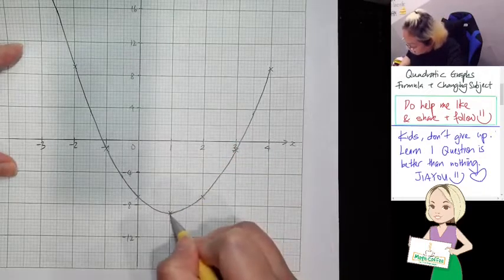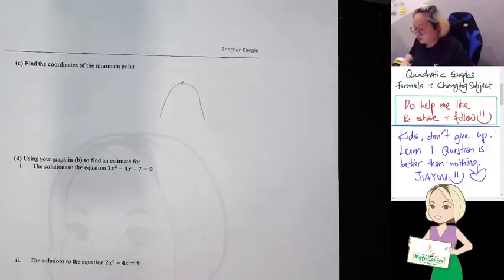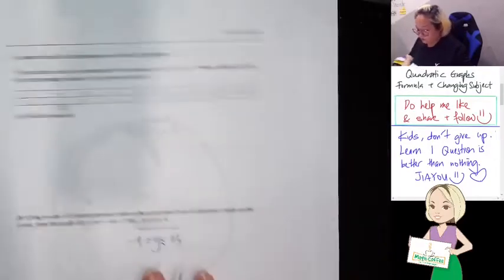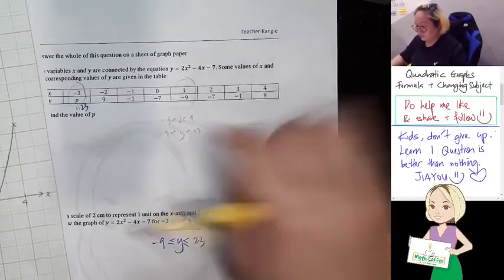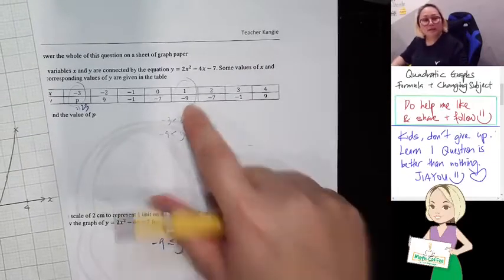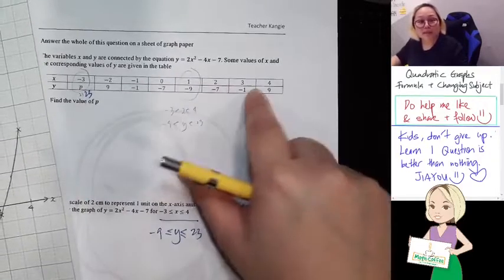And then I'm going to do. Actually, I don't have to work out here. You know why? Because it was one of my points. Agree? It was the point whereby it is at 1 here. 1 and -9. Take note, not every time the minimum or maximum point is on the table.